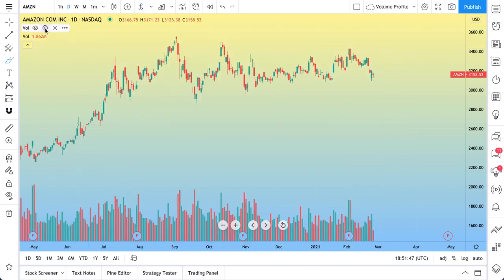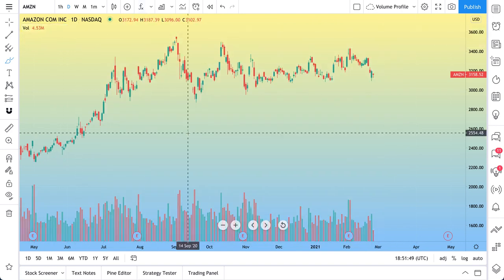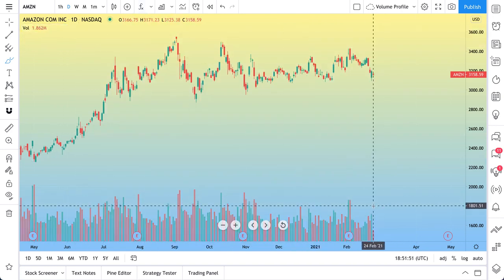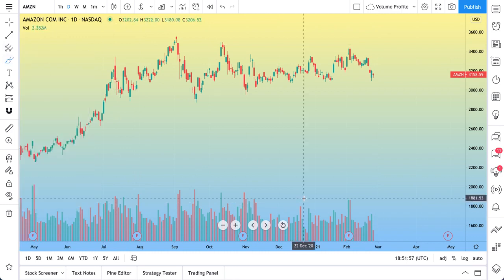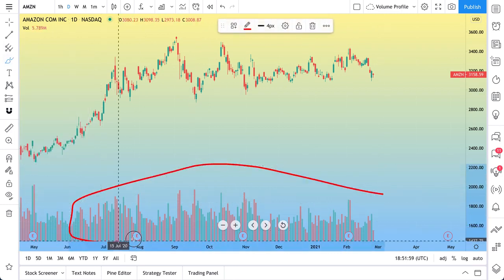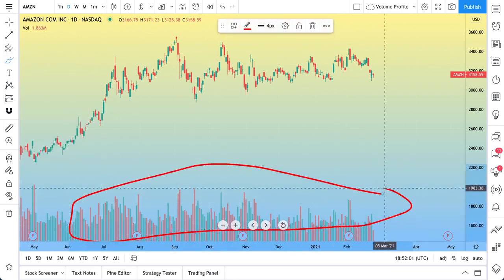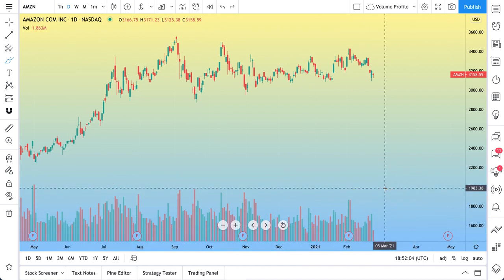So we searched volume, now we click volume. So what we have now is volume on our chart. Now volume tells us how many shares traded between buyers and sellers over a given period of time. That is this region down here. All of these bars tell you how much volume was traded. Now, let's just dive into the basics.